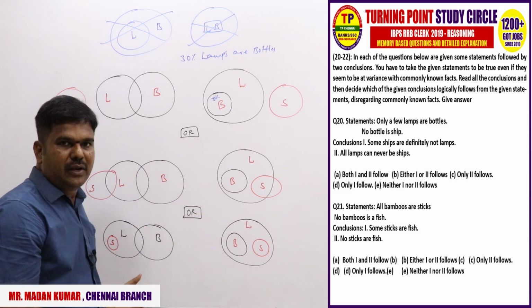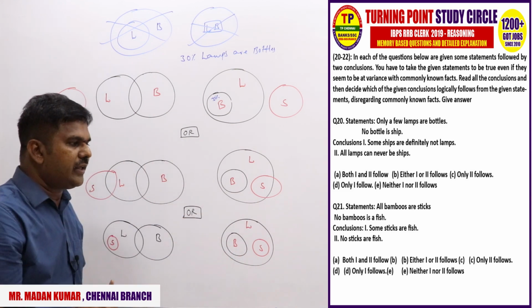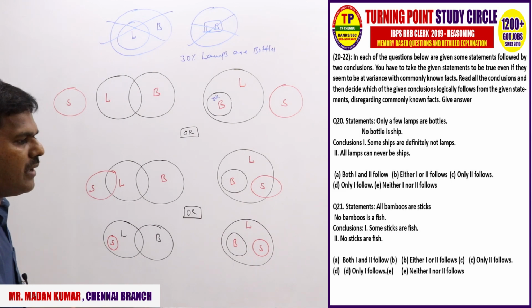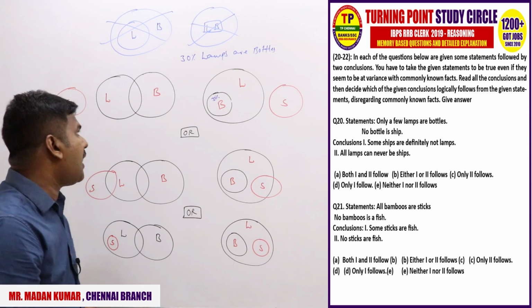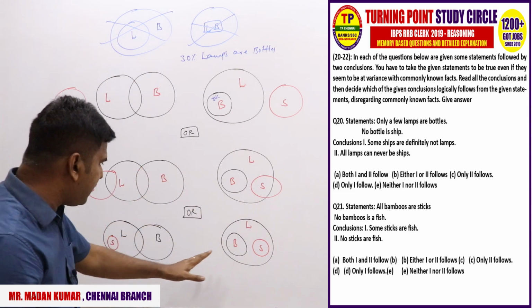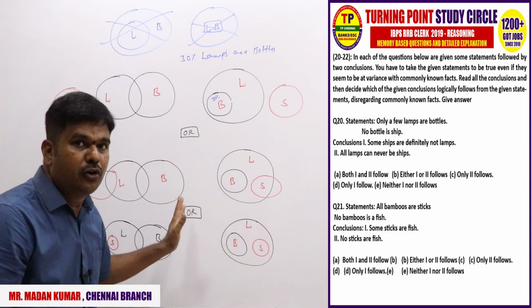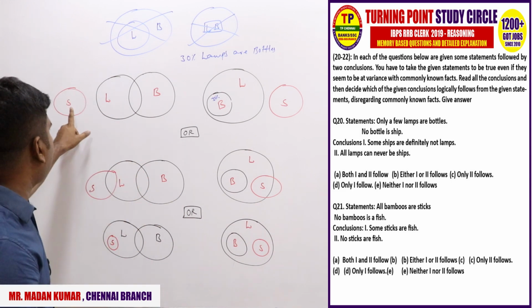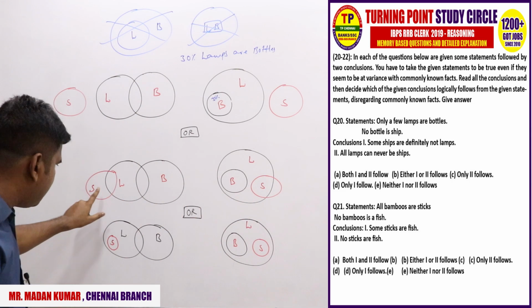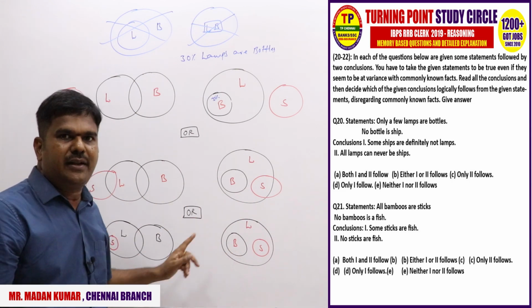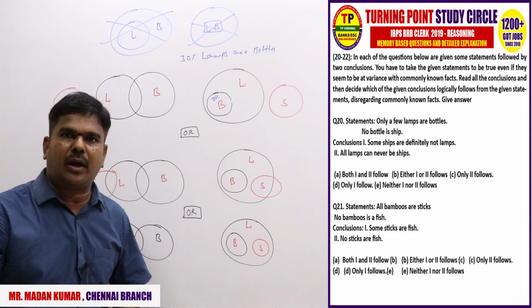All these possibilities will come into picture. See the conclusions that are being given. What is the first conclusion? Some ships are definitely not lamps. It is nothing but some ships are not lamps. Some ships are not lamps must be true in all the diagrams, then only we need to move forward. It is true here, this part is true, but here it is not true. That is the reason it is ruled out. The first one won't come into picture.